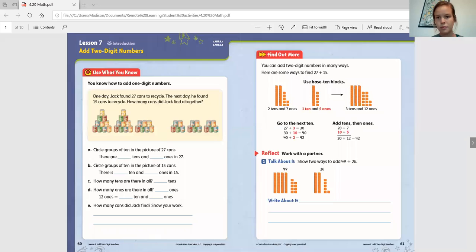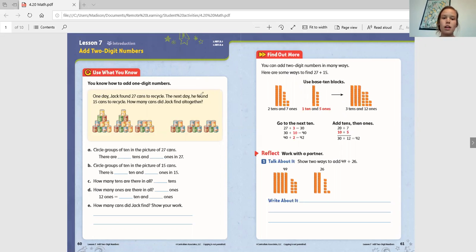Hello, scholars. In this video today, we're going to practice adding two-digit numbers. Just like last week, we're going to work through some problems together, and then you're going to get a chance to do some on your own. Before we get started on adding things, we're going to review our place value.